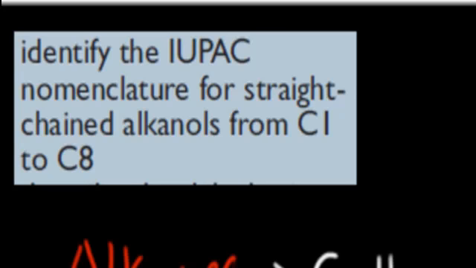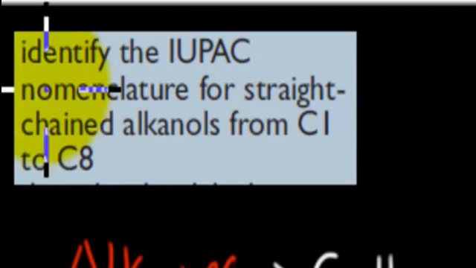Welcome to the first video of the ethanol and biofuels chapter. In this video, we're going to cover the very first syllabus dot point, which says identify the IUPAC nomenclature for straight chain alkanols from C1 to C8.